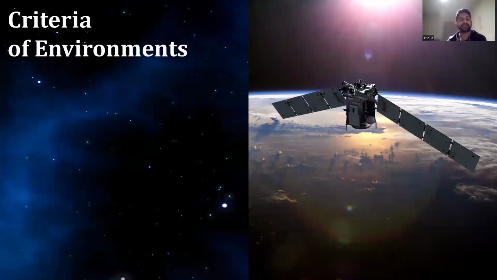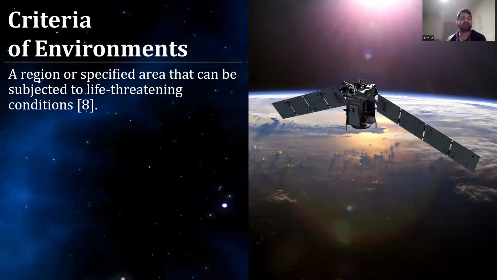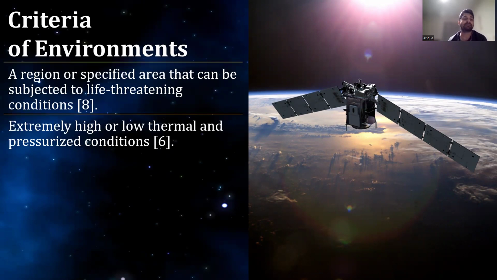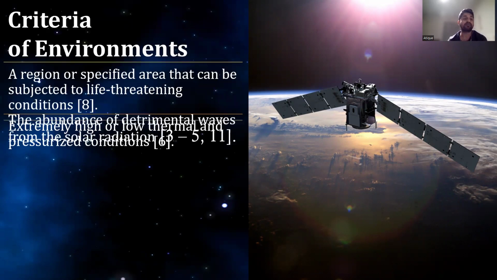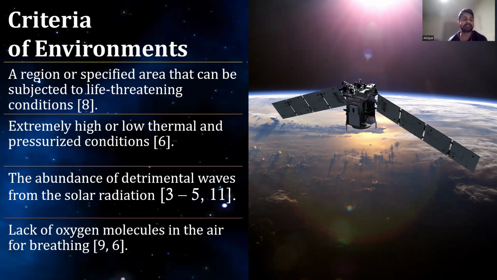So, first I will start with the criteria of the environments. A hostile environment means a region or a specified area that can be subjected to life-threatening conditions. This life-threatening might mean extremely high or low thermal or pressurized conditions. Furthermore, an abundance of detrimental rays from solar radiation can be present there. And last but not least, a lack of oxygen molecules in the air for breathing.